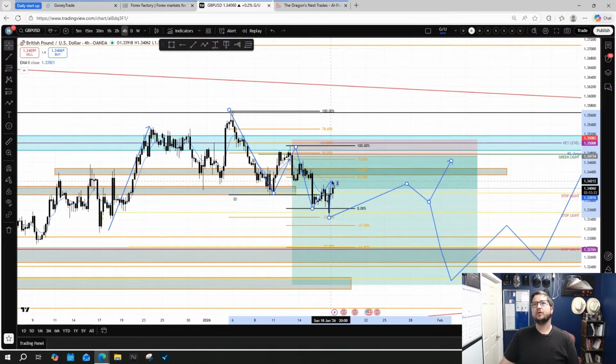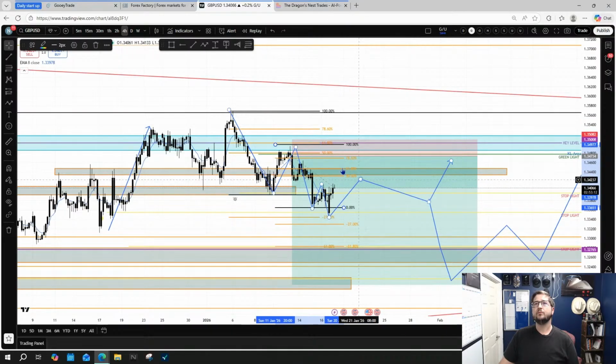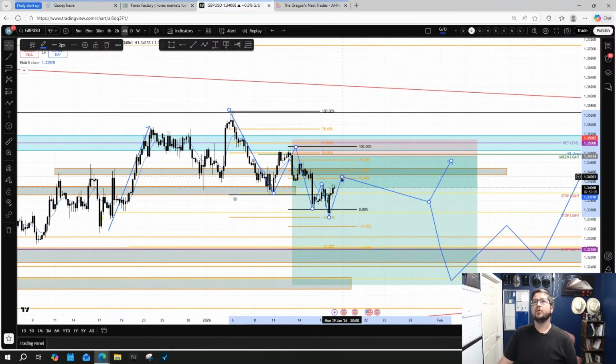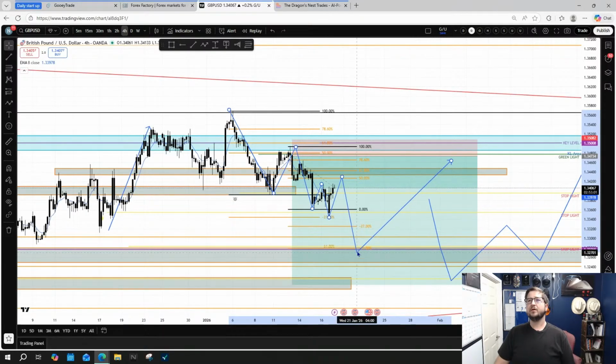We could pull back a little bit further and then have a continuation to the downside, as a two-leg pullback in a sense. Sorry, my stuff is just continuing to move. So we could get a little bit more of a pullback here to that 50% zone, and then we could have that continuation pattern come in.